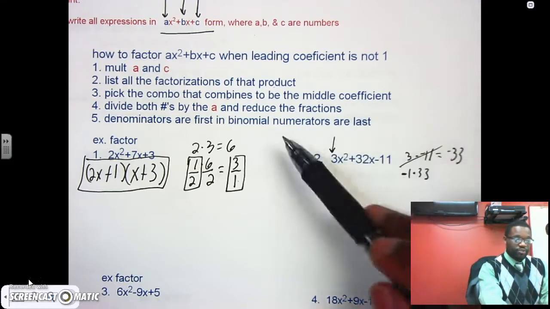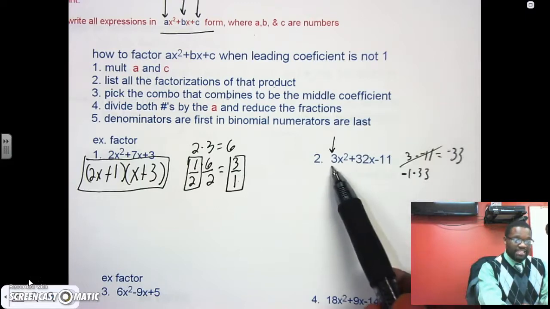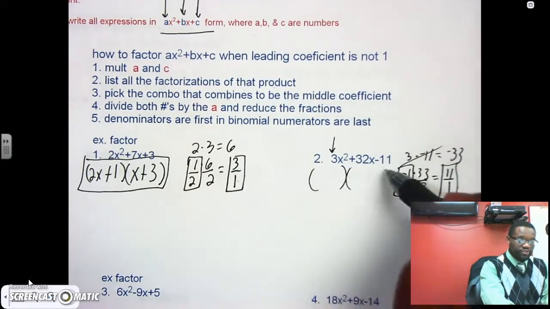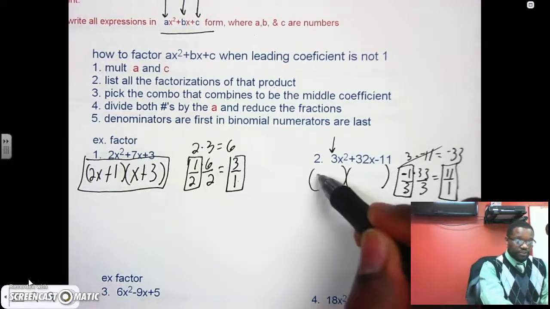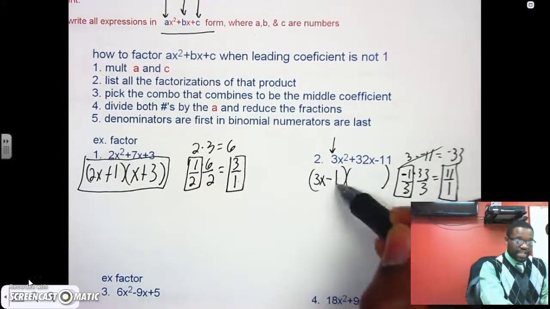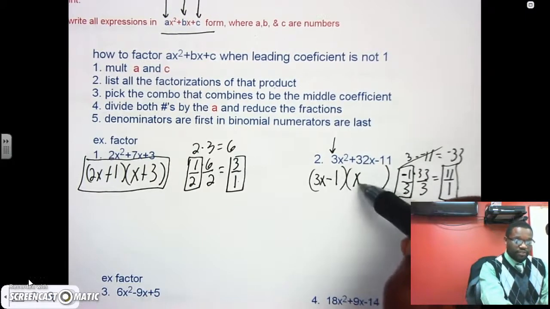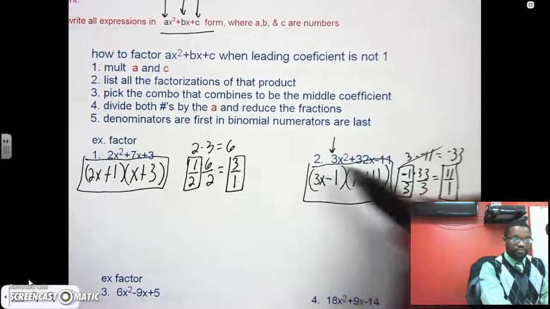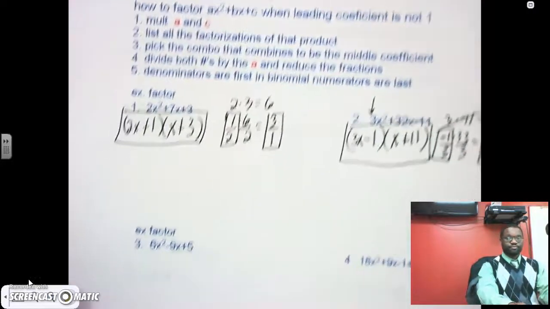Once you come up with those two numbers, you divide those two numbers by a. In this case, a is 3. So I divide both of those by a, and notice I divide by using a fraction. And you simplify if you can. Again, if you get a whole number, keep it over 1. So negative 1/3 doesn't simplify, and 11 over 1 doesn't simplify. So again, this factors into two binomials. The denominator goes up front. The numerator goes last. Over here, the denominator goes up front. The numerator goes last. On each one of these, if you want to check me, FOIL them out. But with the time I have, I have to keep moving.